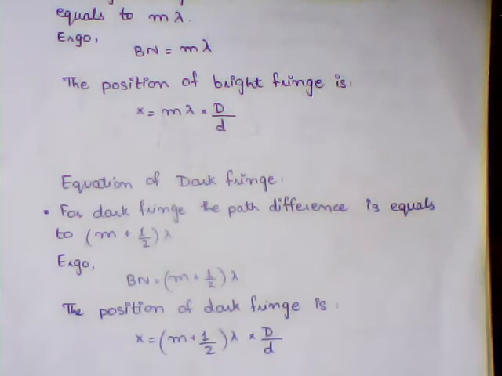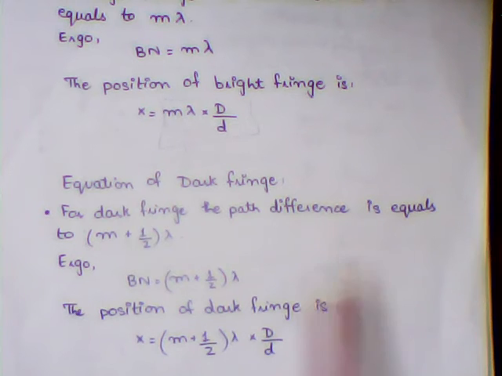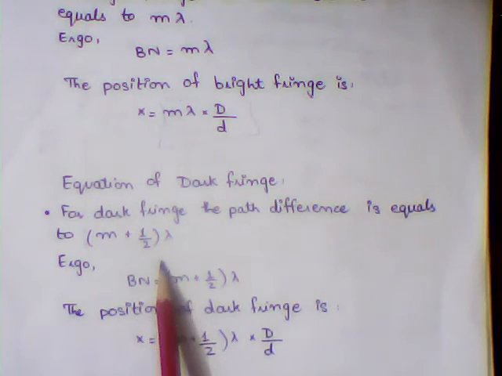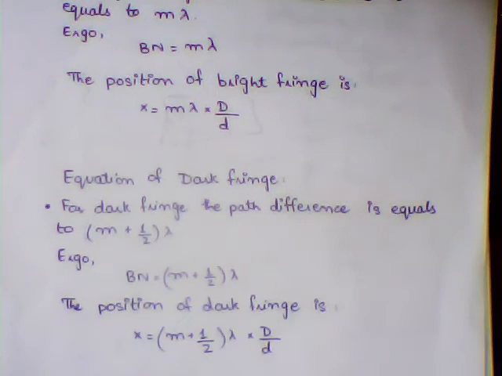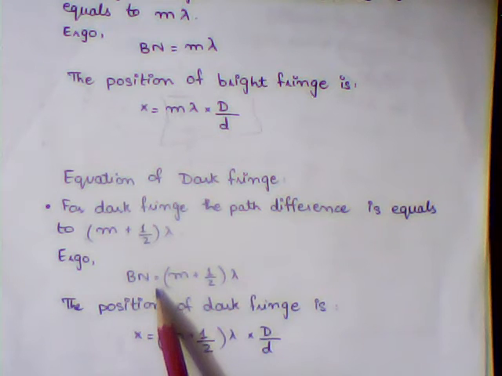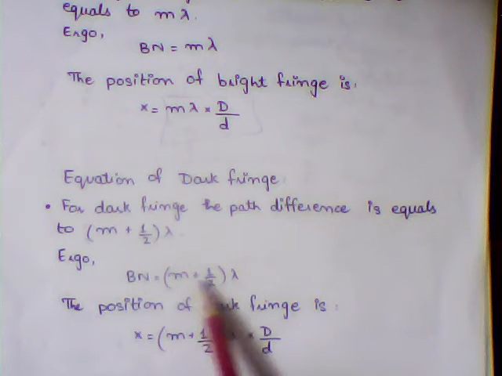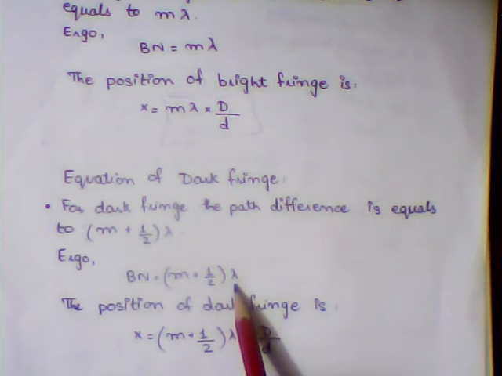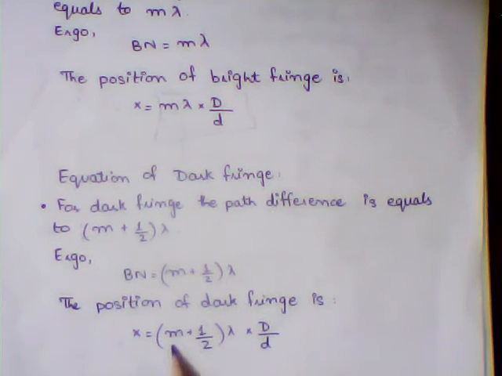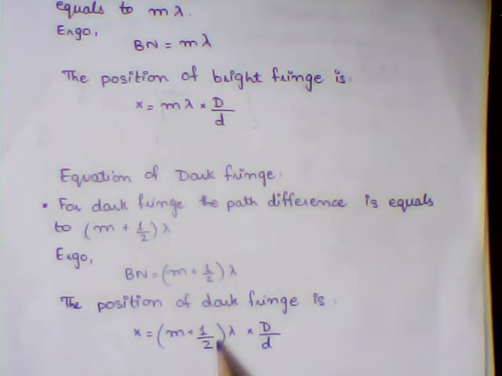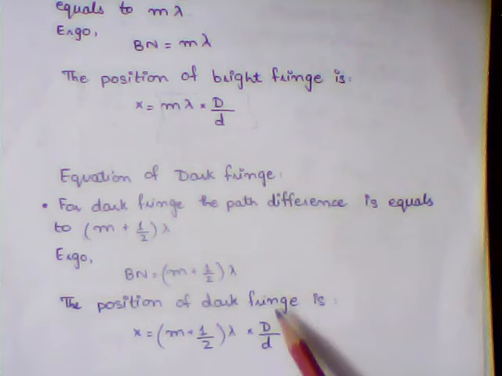Equation of dark fringe. For a dark fringe, the path difference is equal to m plus 1 upon 2, multiplied by lambda. Whenever the path difference is m plus 1 upon 2 lambda, we always have destructive interference. As a result, we see a dark fringe on the screen. And the position of dark fringes on the screen is m plus 1 upon 2 lambda multiplied by capital D over small d.